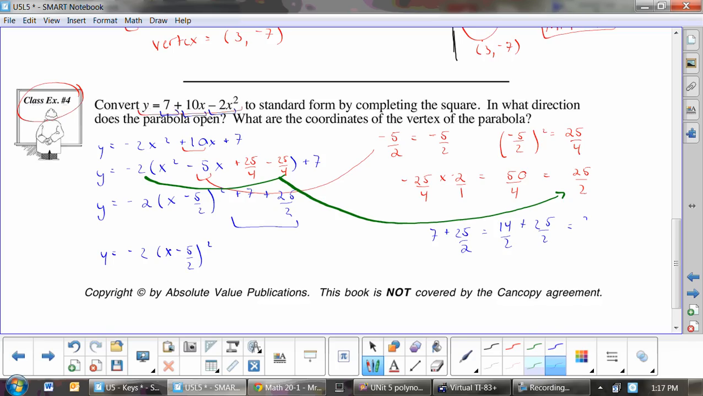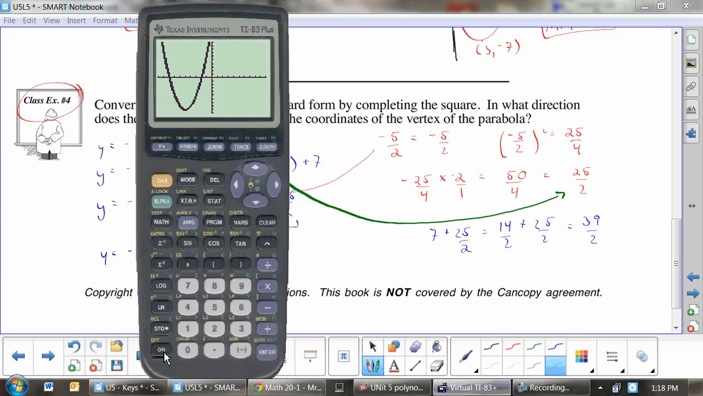Okay. So you get 39 over 2. Well, you can. I don't have a calculator up here. Okay, so we have 7 plus 25 over 2. So remember, if you're doing that in your calculator, no, that was a mistake I made. I changed it on the board already. Just remember to put that 25 divided by 2 in brackets. And then you can find it in fractions. 39 over 2.